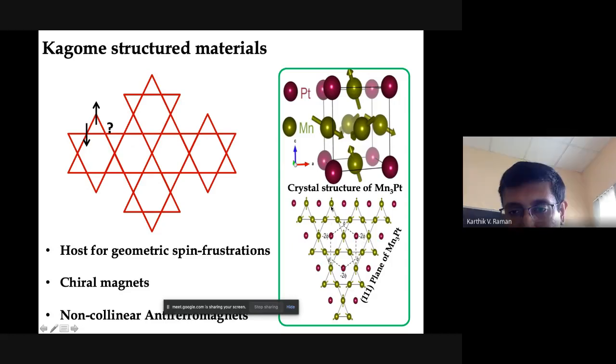If you see this triangle, the spins are all aligned outwards. In this case, they are aligned inwards. So this is basically called an all-in, all-out spin configuration of Mn3Pt. And this is highly non-collinear. It gives rise to very interesting Berry curvature effects, which I am not describing in much detail here, which give rise to interesting anomalous Hall signals.